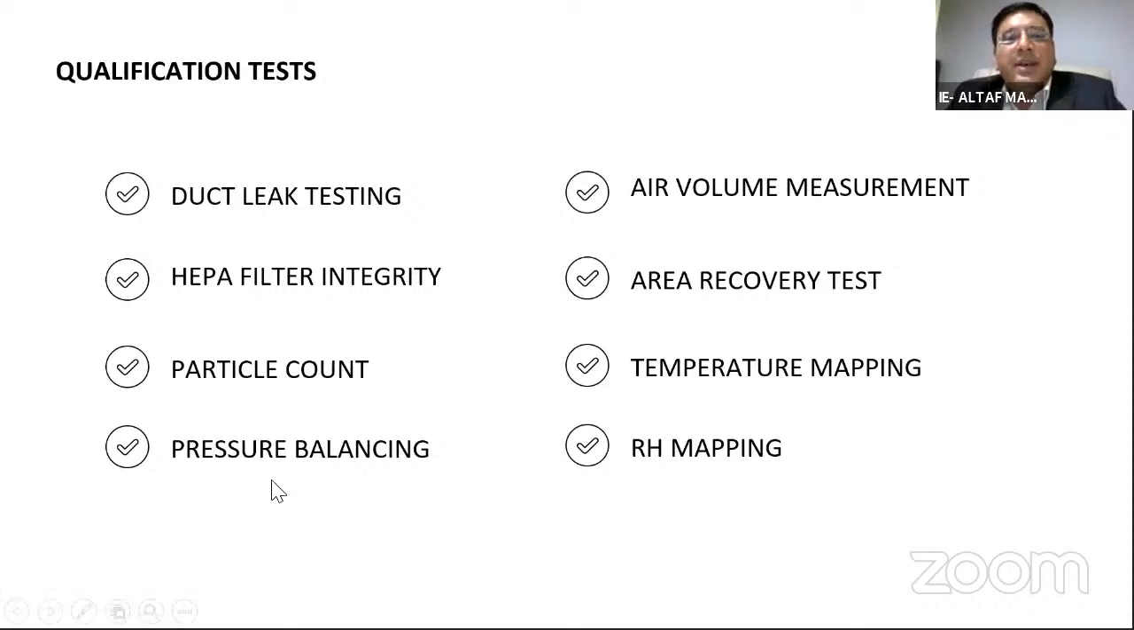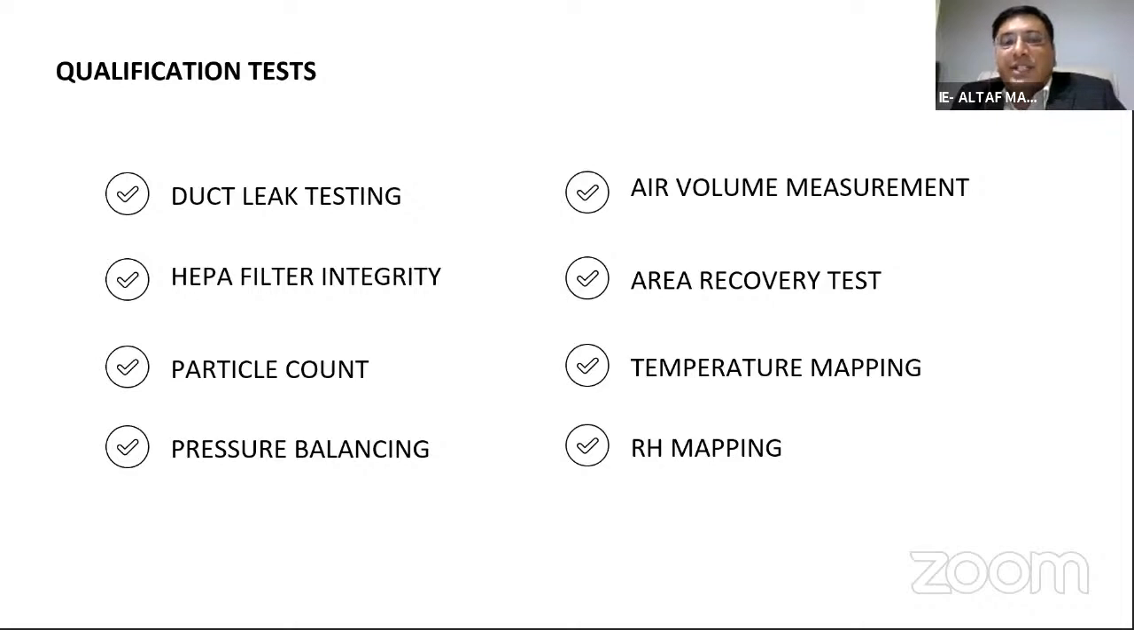The last is pressure balancing. Now pressure balancing, as I said, is different for OSD and for injectable. As I informed you, for OSD it is a bubble airlock kind of design, and we have to do pressure balancing and set it that way. For injectable, it is a cascade design. The highest pressurized rooms are the production areas.